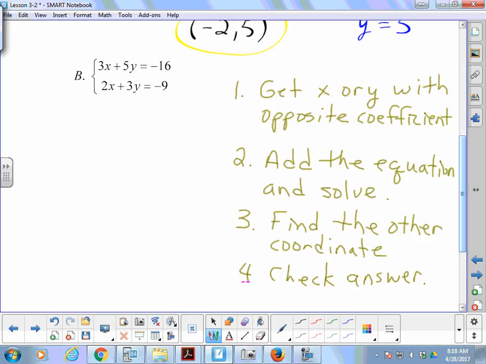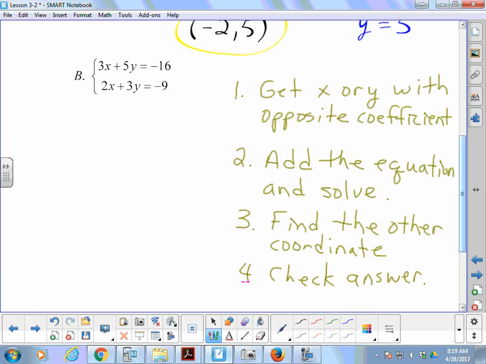All right, 3x plus 5y equals -16. 2x plus 3y equals -9. All right, so I've given us some steps in this situation. We're looking to get x or y opposite coefficients. That's the first thing we have to do. Second thing then, we'll add the equations and solve, find the other coordinate, and check our answer.